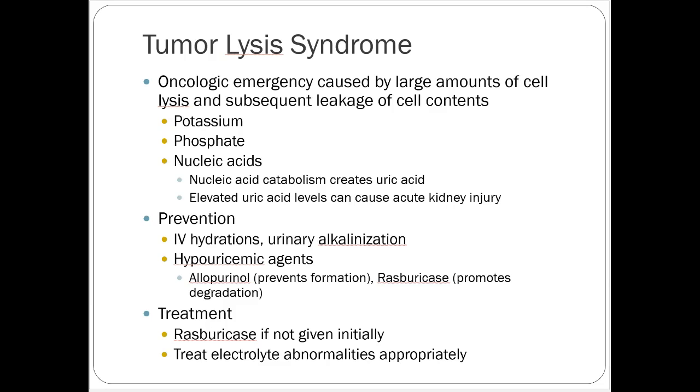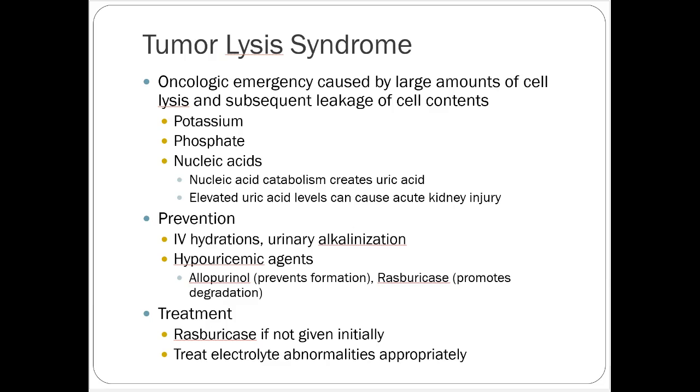There's a drug called allopurinol, which is normally used to treat patients with gout to prevent the formation of uric acid crystals in the joints that gout affects, which we're going to talk about next semester. But it can be useful in this situation because it prevents that formation from occurring in the kidneys. There's also a drug called rasburicase, which promotes degradation of uric acid too. It's a more expensive agent. It's more used for severe cases.